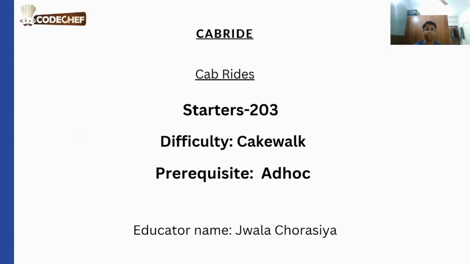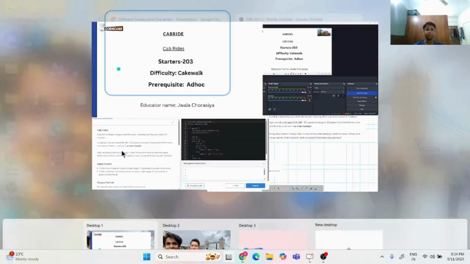Myself Jwala Chaurasya, and today we are going to solve the problem which came in Starters 203. The name of the problem is CABRIDE and the problem code is CABRIDE. The difficulty rating of the problem is Cakewalk and there is no prerequisite. Let's start with reading the problem statement over here.